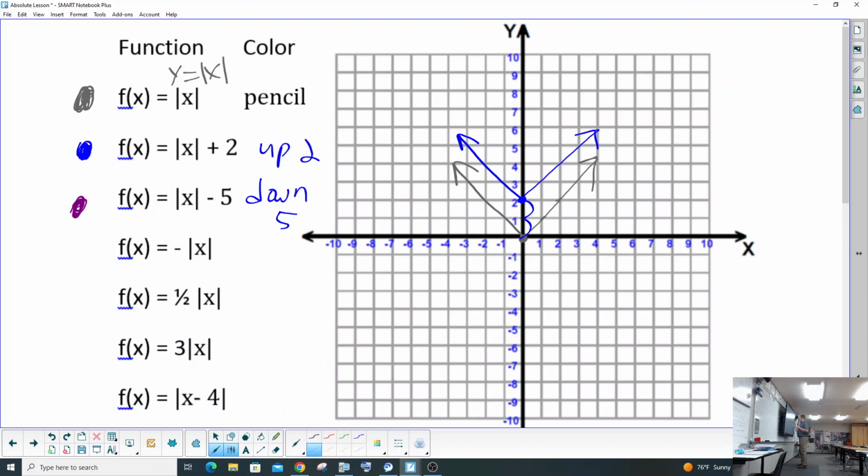And that means down 5. So it means it's going to be down here. That shifts the whole graph down 5. Up and to the right, up and to the right, up and to the right, up and to the left, up and to the left, up and to the left.